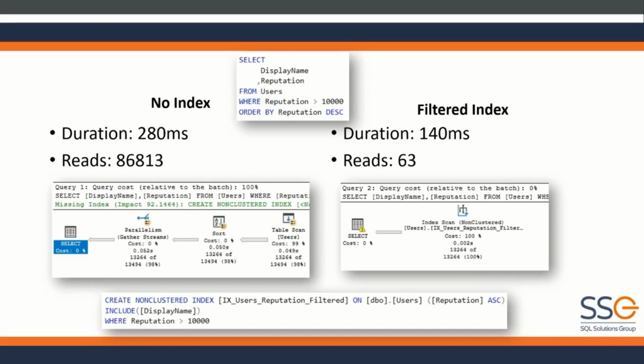Now, on the left here, you can see the duration, 280 milliseconds, and it does our 86,000 reads. That's the whole table. It's scanning the entire table. And if you look at the execution plan, if you're not too familiar, on the right of this execution plan, you can see our table scan, and that's scanning the entire table. We're then having to sort the data because I've asked for it descending. So we have to sort it. And then because it's such a big query, it went parallel. So we have to gather the streams before we return the data. Now this, of the two, was 100% of our query cost.